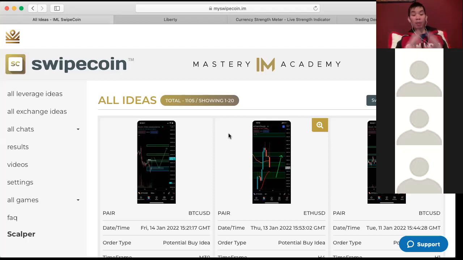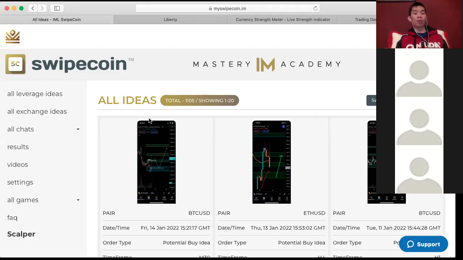Okay, so then we're looking at my Swipecoin. And as I mentioned earlier, we want to make sure that we are signing in to our Swipecoin and staying signed in on our app. Okay, there's also a Harmonics app as well.